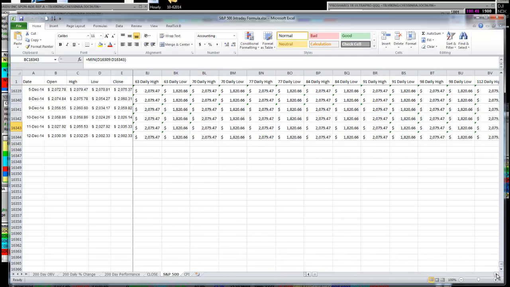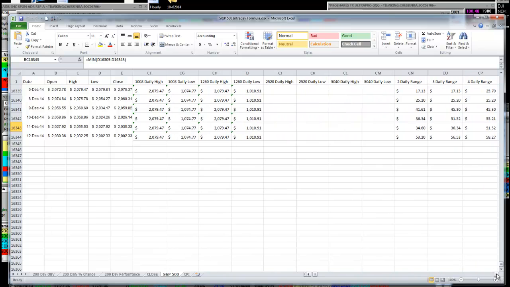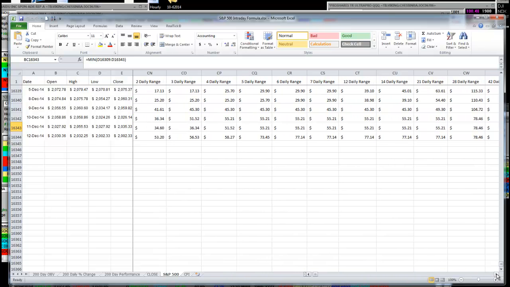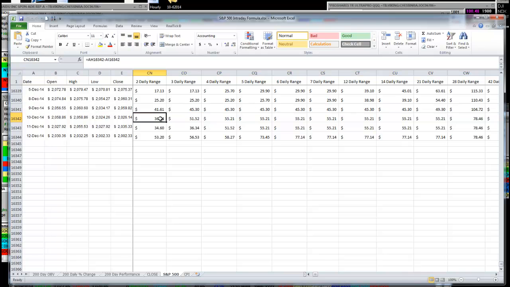Now, when we get over here, we're going to look at something totally different. And what's it going to be? It's going to be so that you understand that the range is 17 points total round trip in the daily range on the S&P. Look at this one. On December 9th, you had a 2 daily range on the S&P, 41 handles, 41 points. 45 over here on the 3-day. And that number will stay like that, but that was a big movement.